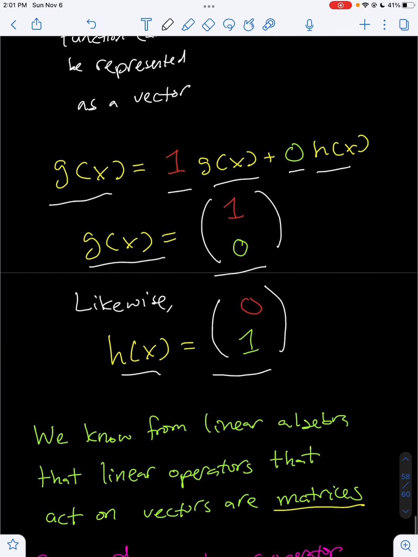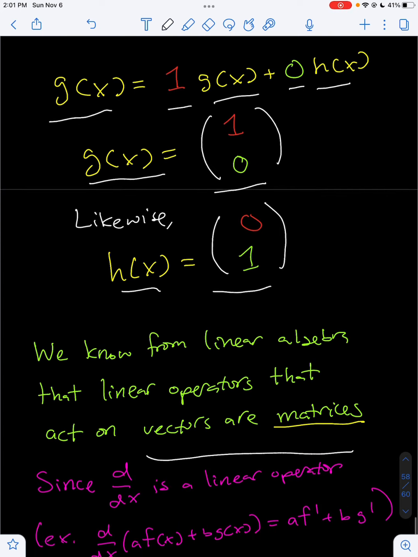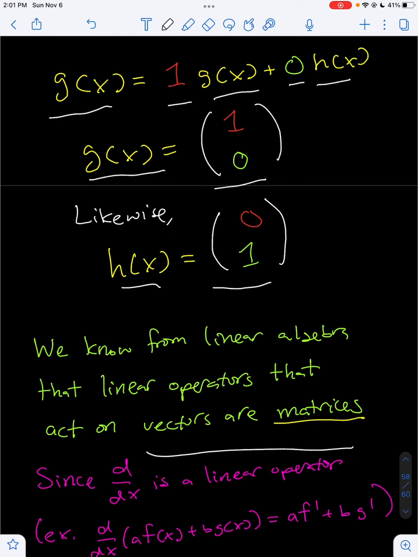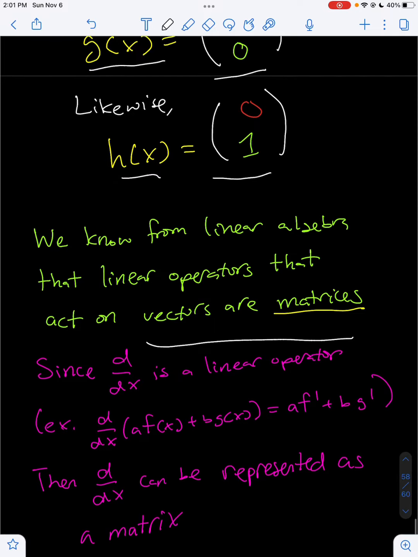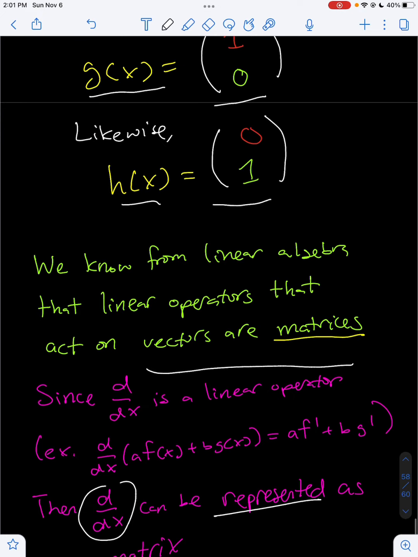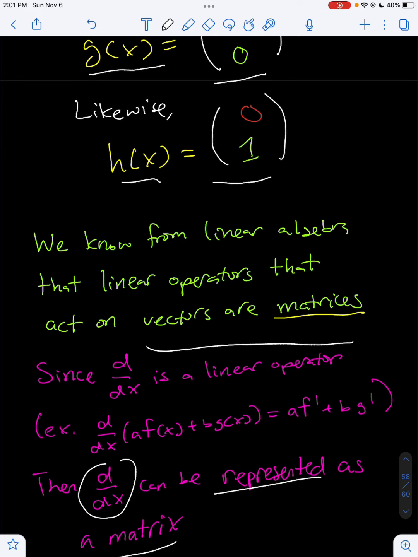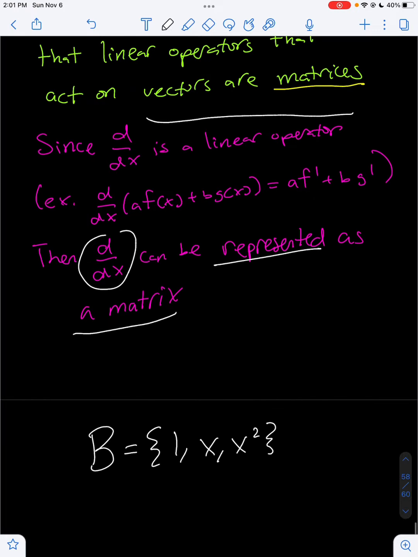Now we know from linear algebra that linear operators that act on vectors are matrices. And we also know that d over dx, which is the derivative, is a linear operator since it's linear in its inputs. This means that d over dx can be represented as a matrix. And that is one of the most important concepts in this video, that we can represent our derivative as a matrix. So how do we actually do that?